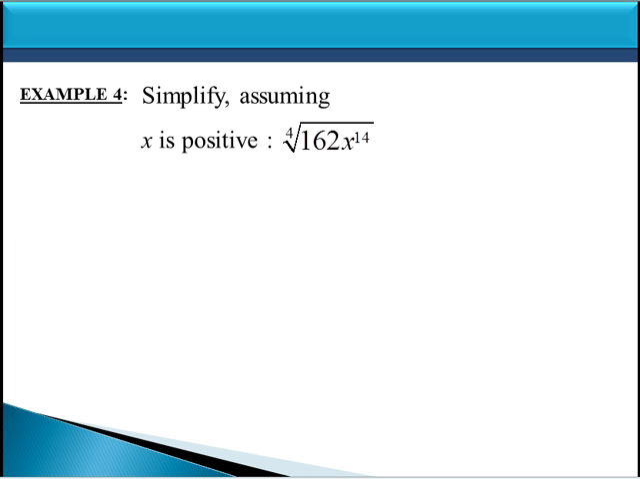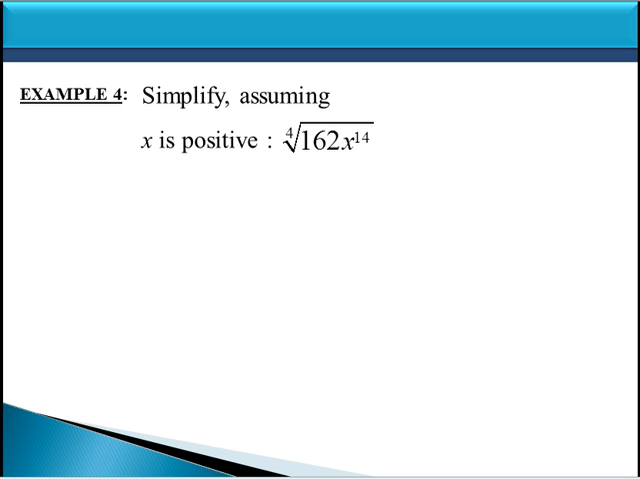Okay, let's look at one more example. This time we're going to look at a 4th root. And normally with even roots, if we have a variable under there, if x could possibly be negative, we'd have to worry about absolute value signs when we're simplifying. But we're going to assume that x is positive here, so we don't have to worry about that.